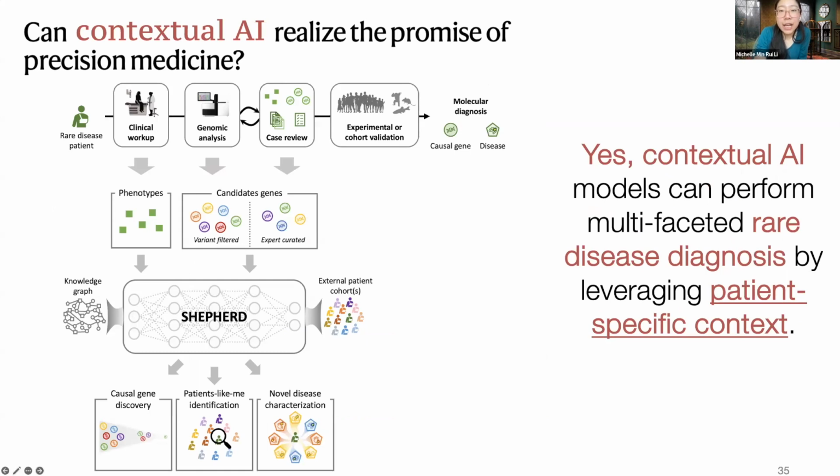Another aspect of my PhD research that I am not spending the time to talk about today is innovating contextual AI models for rare disease diagnosis. I've developed this model called Shepherd that can perform multifaceted rare disease diagnosis by modeling patients as subgraphs in a rare disease knowledge graph to learn patient-specific context. And so Shepherd can be used at many aspects of the diagnosis pipeline: after the clinical workup, after genomic analysis, and after case review. With just a list of the patient's phenotypes or symptoms and our rare disease knowledge graph, we can perform causal gene discovery, identify patients like me with the same causal gene or disease, and provide interpretable characterization of novel disease presentations.